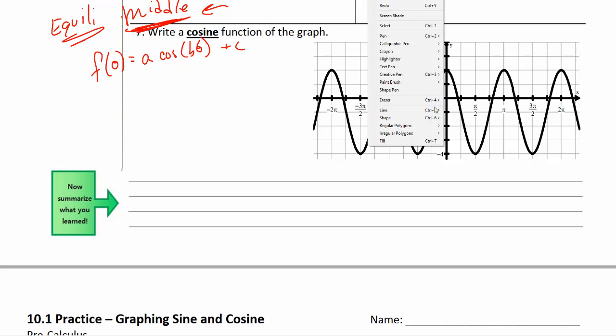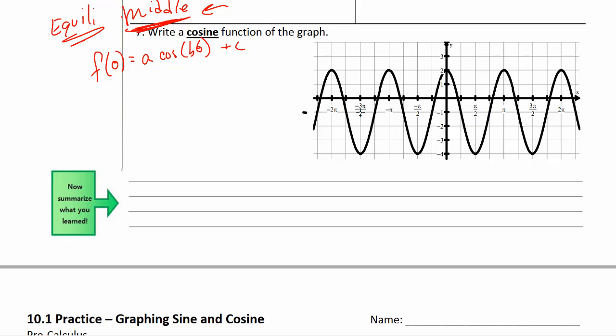Middle. Where is the middle? The middle is at -1. You can see that that's halfway between the highest and the lowest point. That's where those values are. So that means we shifted the graph down 1. So this is really a -1.